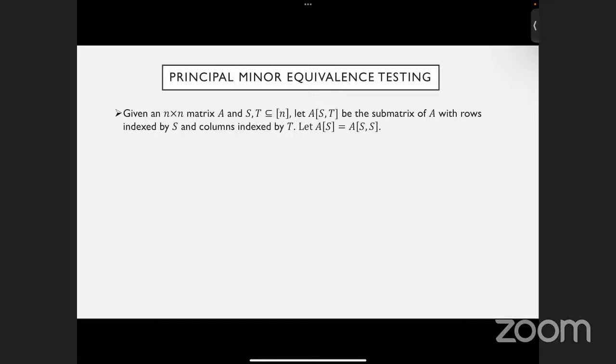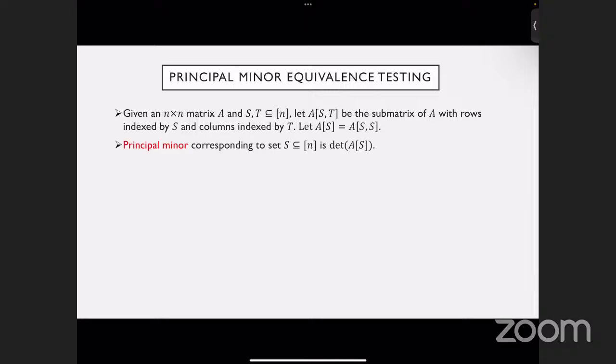Given an n cross n matrix and two subsets S and T, A_{S,T} represents the submatrix of A such that the rows of the submatrix are indexed by the set S and the columns are indexed by the set T. If S and T are the same, then we represent it by A_S, that is, the principal submatrix corresponding to set S. The principal minor corresponding to set S is just the determinant of the principal submatrix corresponding to set S.